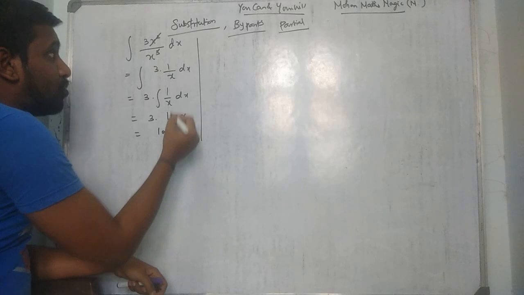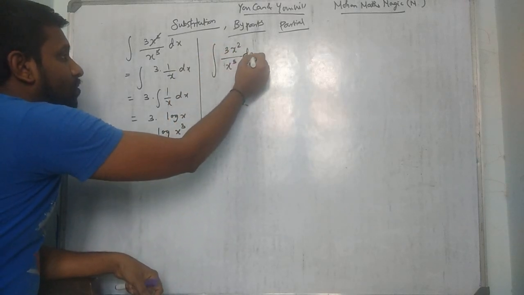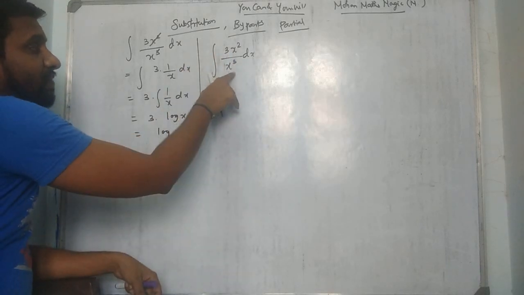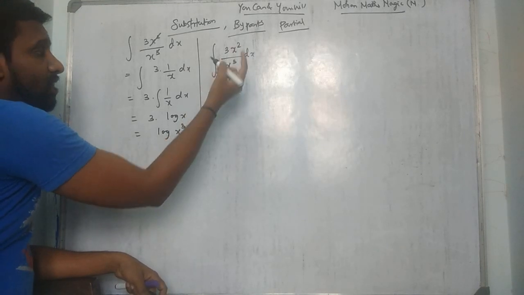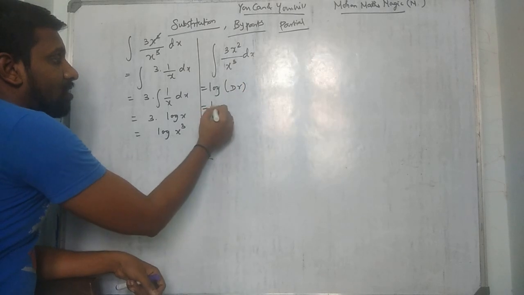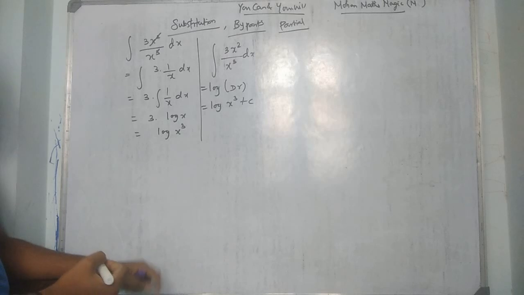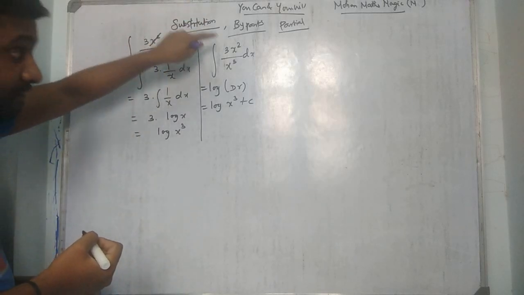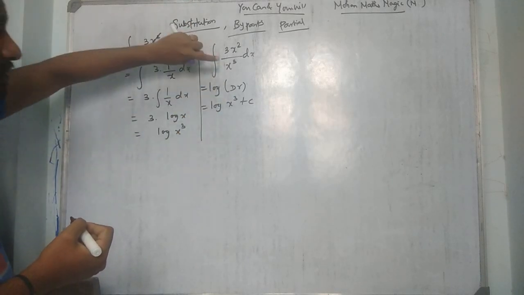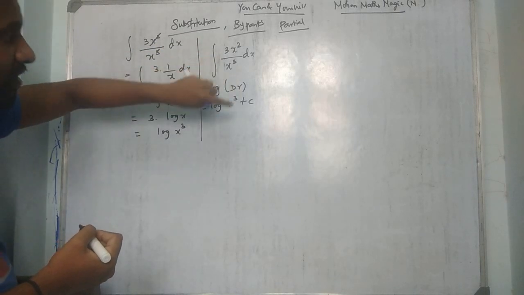But if you use the substitution method, for example, 3x square upon x cube dx, differentiate the denominator and see whether the numerator comes. If you differentiate x cube, you get 3x square. So straight away you can write the answer as log of the denominator. Therefore the answer is log of x cube plus c. You can save time. This is said to be the substitution method. I won't keep a name for it; I will just tell you this is a shortcut. If you differentiate the denominator and get the numerator, the answer is log of the denominator.